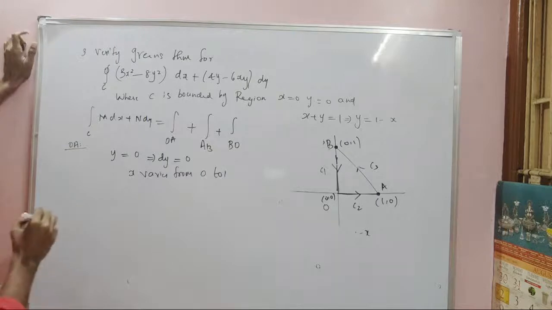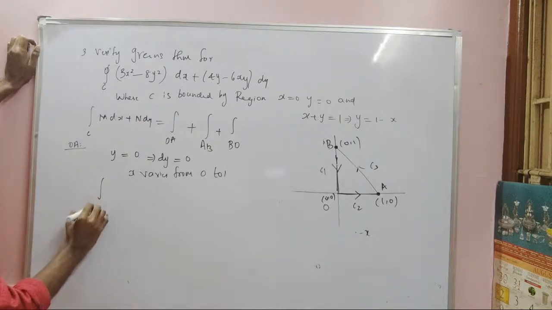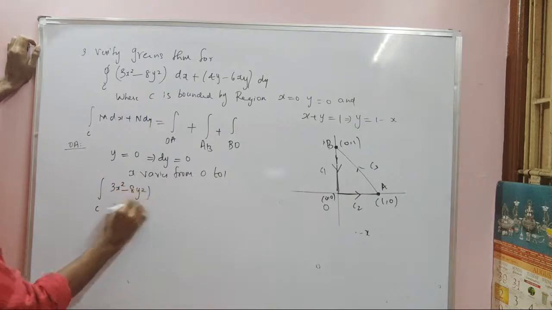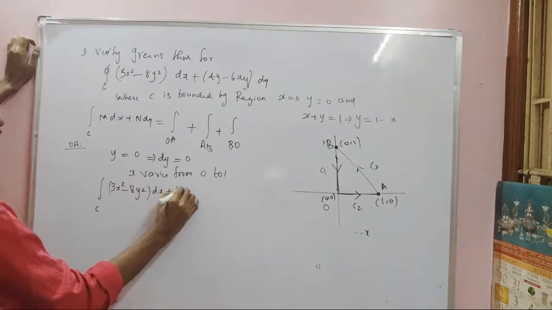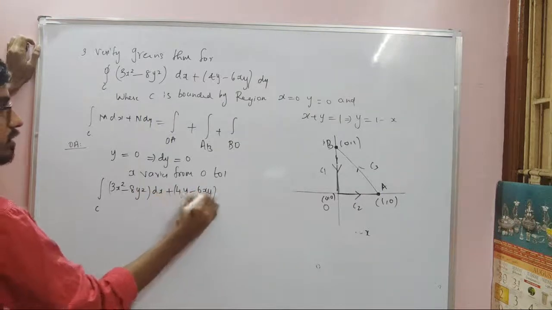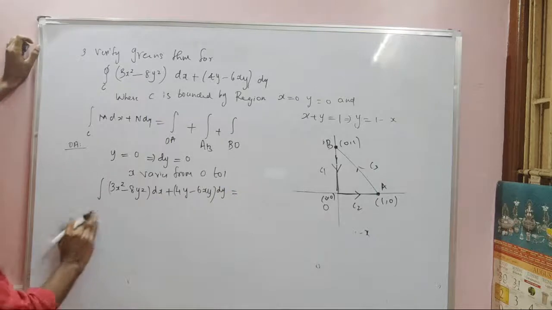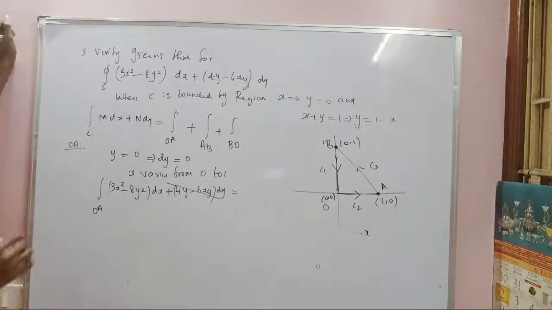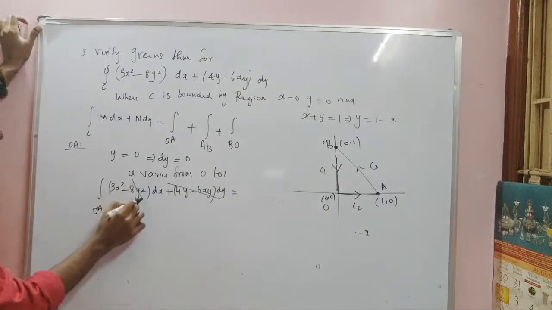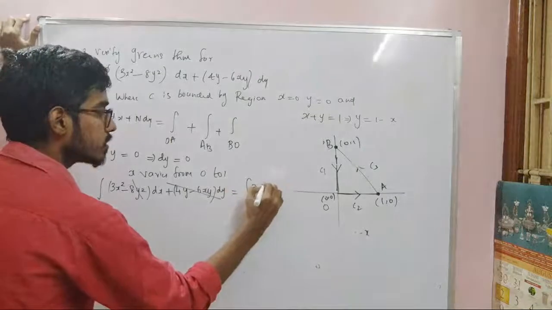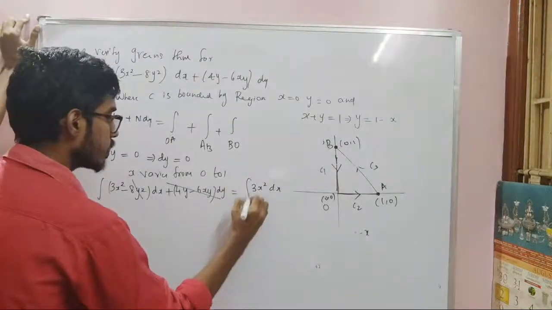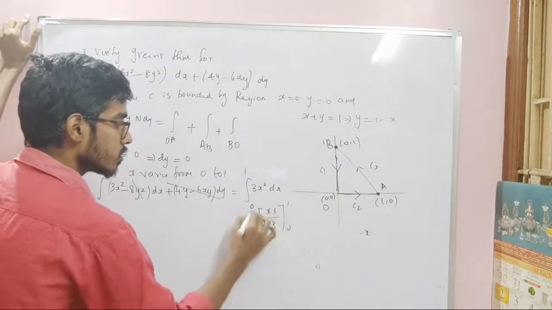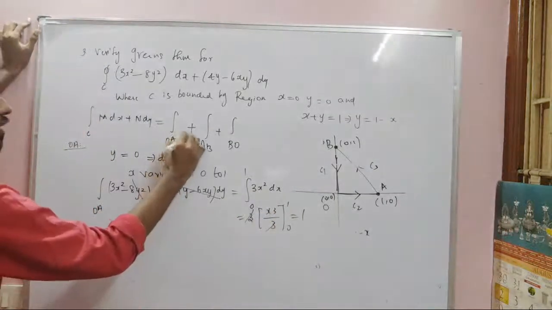So we have the integral over C of 3x square minus 8y square dx plus 4y minus 6xy dy. This is the region OA, and for OA dy is 0, so this entire term vanishes, and y is 0, so this will be 0. So we have the integral of 3x square dx, where x varies from 0 to 1. This is 3 times x cube by 3 from 0 to 1, which is nothing but 1. Therefore the value for this is 1.